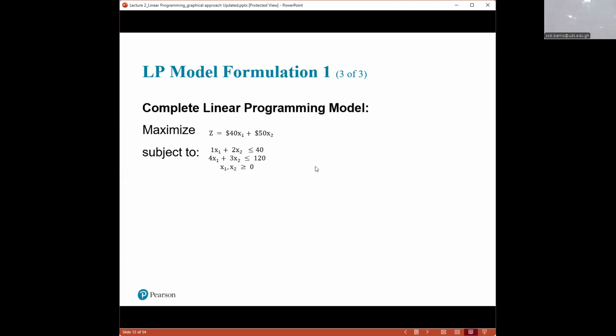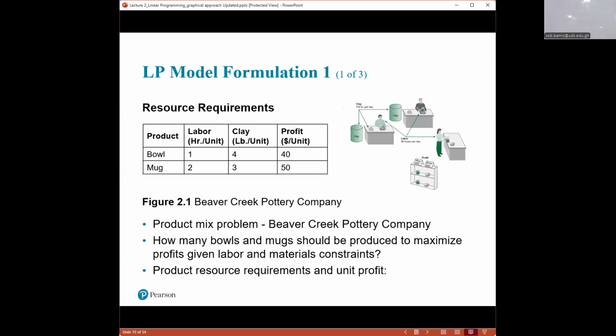To do what? So, the objective is to maximize what? Profit, Z, which is equal to how much profit can we make from producing a bowl? So 40, okay, this is how it starts. Let me not go ahead of myself.